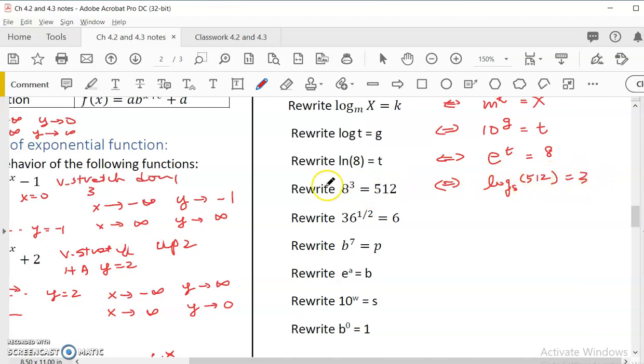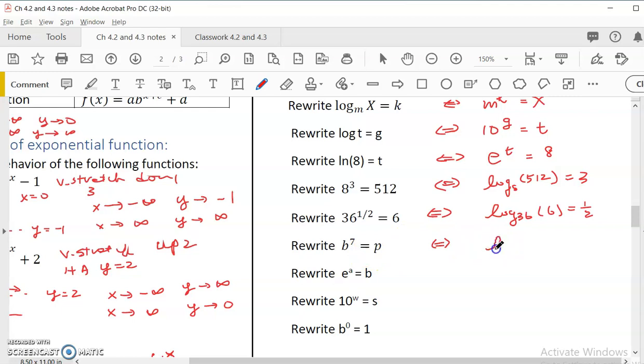Input, output. This is input, output, right? So let's say this is input and this is output. So I would do log base, what is the base? Base 36, right? And so this is the exponent's input. This is their output. So I would use 6 as the output, and this is 1/2.